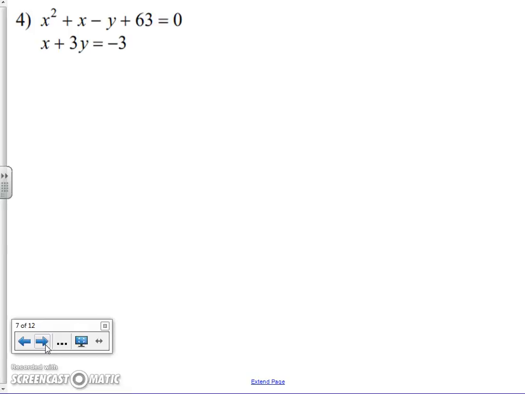So I do have a parabola up top and a line underneath it. I need to isolate my y's. So my first equation, you could subtract x squared, subtract x, subtract 63, or you could take -y and just add it over. I have isolated the y. I now have y equals x squared plus x plus 63.